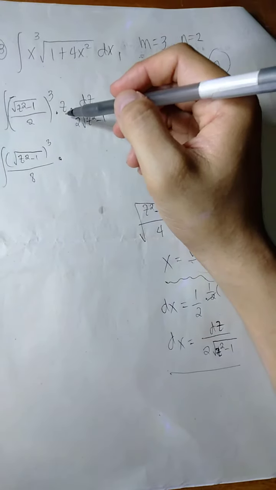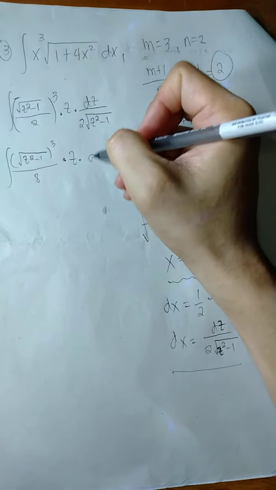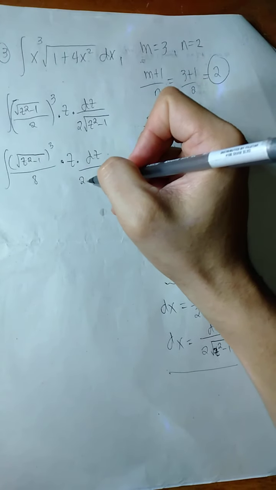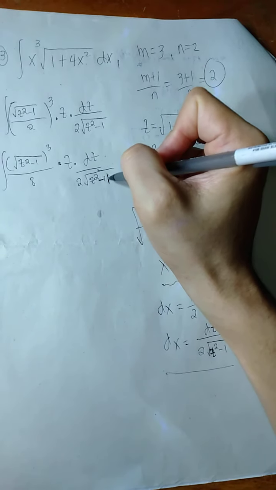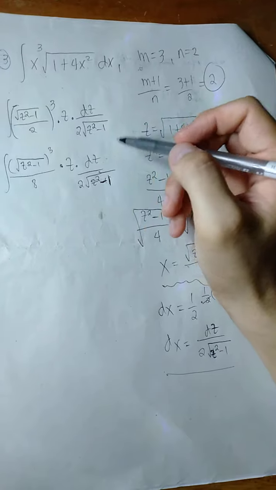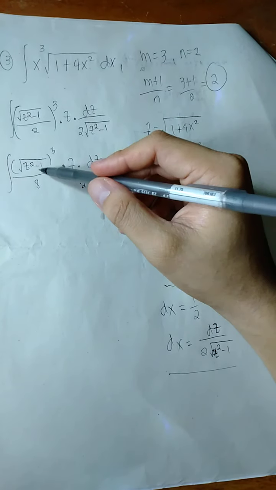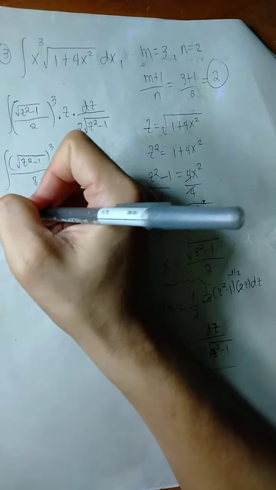And then, multiply n'yo ng z. Multiply by dz over 2 square root of z squared minus 1. Sorry guys, pakisulat ko na yun. Then, pwedeng gawin natin na i-factor out natin yung constant na 1/8 tsaka 1/2. So, pag nag-multiply yun, 1 over 16 na.